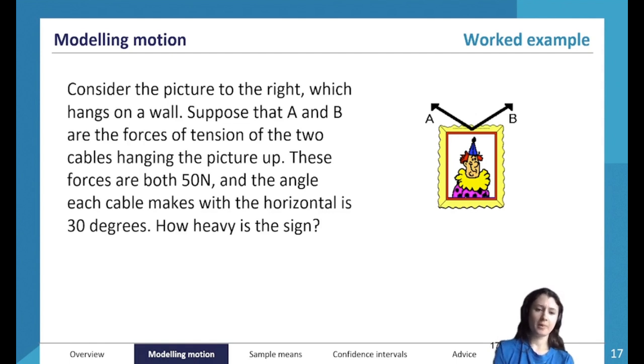So, consider this picture hanging on the wall. A and B are the forces of tension of the two cables hanging the picture up. These forces are both 50 newtons, and the angle each cable makes with the horizontal is 30 degrees. How heavy is the sign?